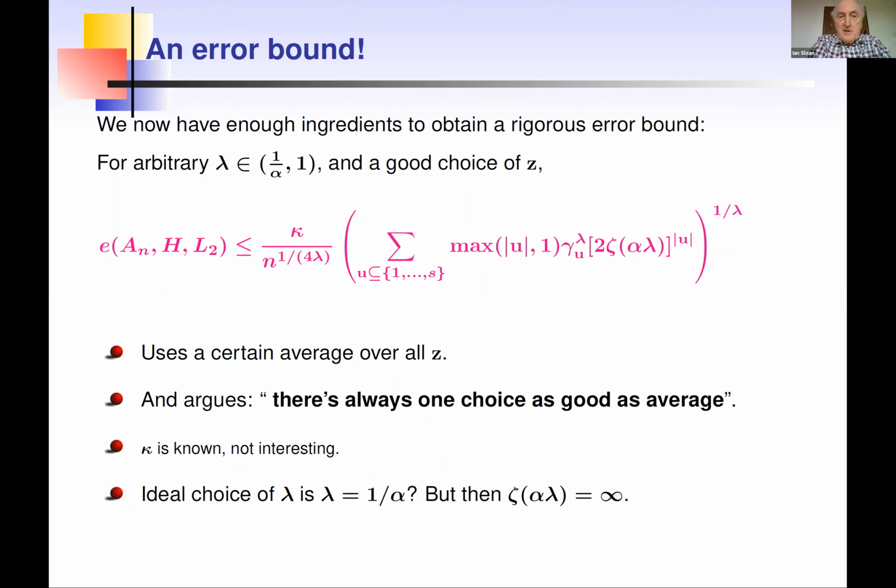I'm sorry it looks so complicated. The awful thing is we have to have an arbitrary lambda in here. The best lambda is the smallest lambda. Lambda is 1 on alpha because that gives you 1 on n to the alpha on 4. The ideal choice is lambda equals 1 on alpha, but now you see in this sum we have the zeta function of alpha lambda, so alpha lambda must be smaller than 1. Hence we have a somewhat more complicated expression.